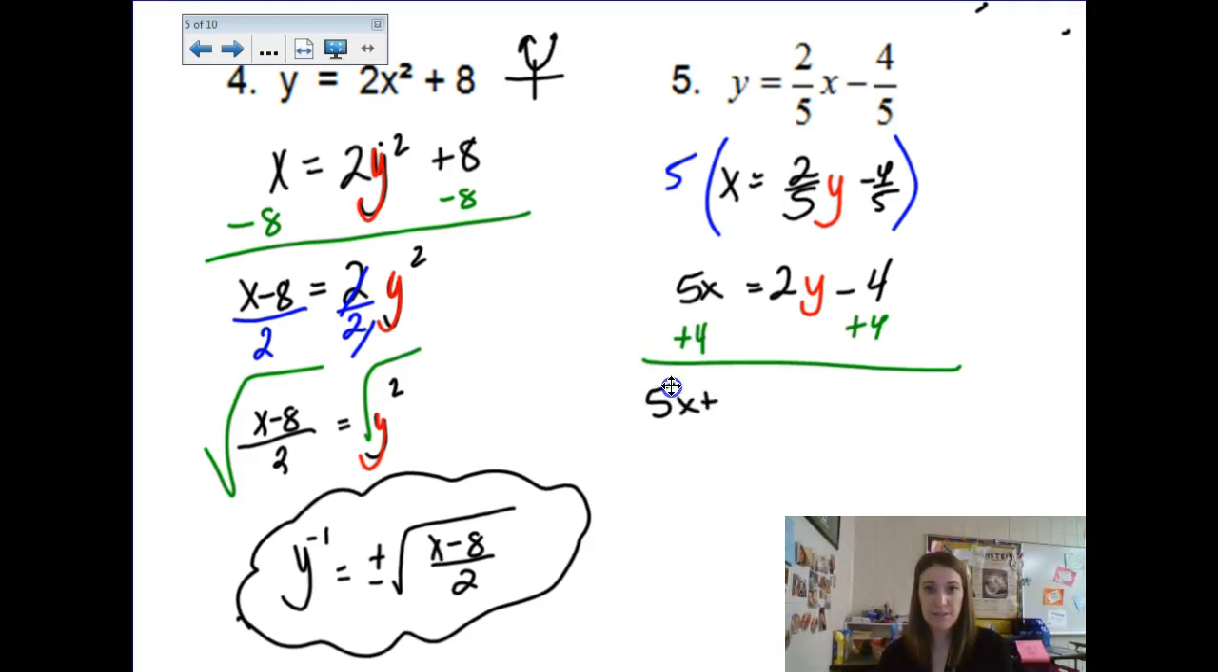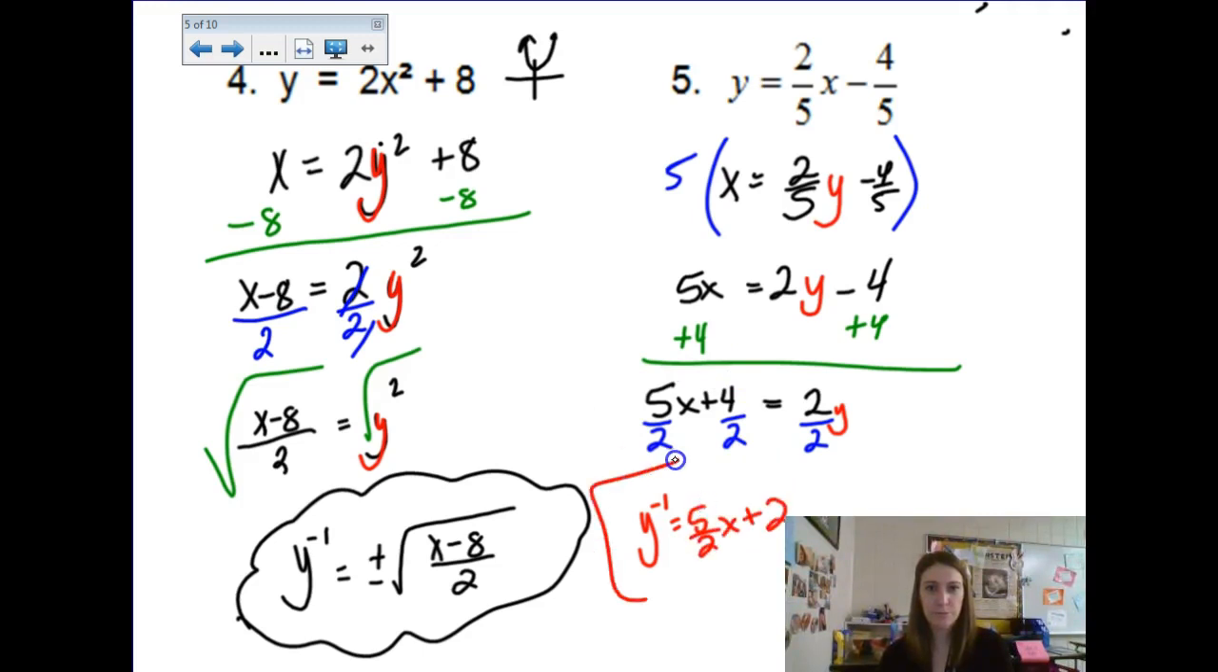So we have 5x plus 4 equals 2y. And then one last step, we're going to divide everything by a 2. And because this is a line, I'm going to go ahead and divide the terms separately by a 2. So I'm left with the inverse for y as being 5/2 x plus, instead of 4 over 2, let's call that 2.